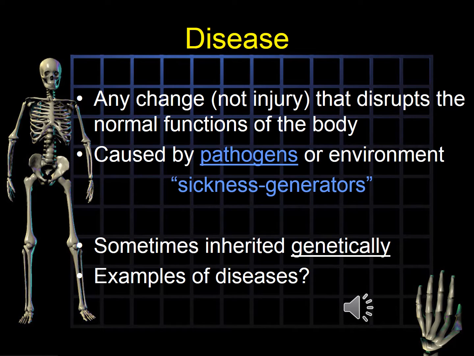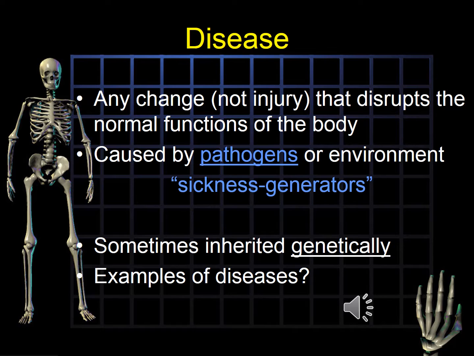First we're going to define disease. Disease is any change not caused by injury that disrupts the normal function of the body. If someone gives you a bruise because they were playing around, that is an injury. But if you accidentally cut yourself with a knife, the cut would be the injury, but if you get bacteria growing, that would be a disease. The pathogen that causes the infection is actually the disease, not the injury itself.